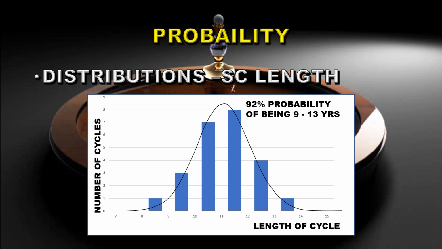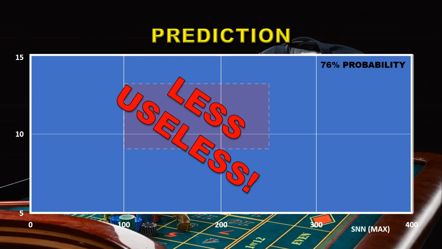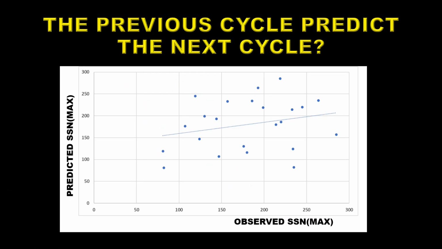So what does that do to our forecast picture? Well, we managed to shrink that rectangle down by at least a factor of 4 by this prediction between 100 and 250 and between 9 and 13 years. But that gives you a 76% probability of being right, which is still reasonable odds. It's not useless, but it's less useless. It's still not constraining those parameters enough to be able to start planning space missions.